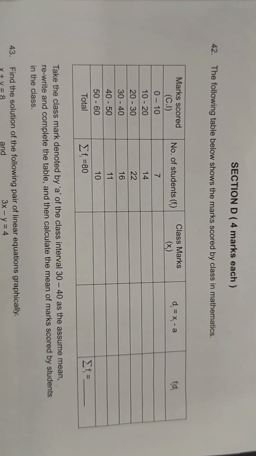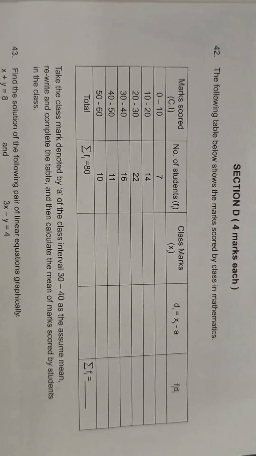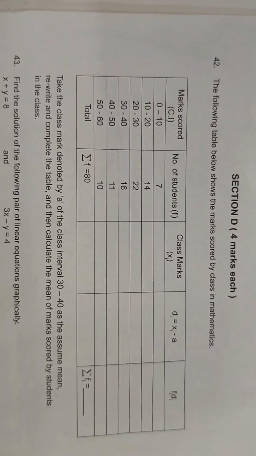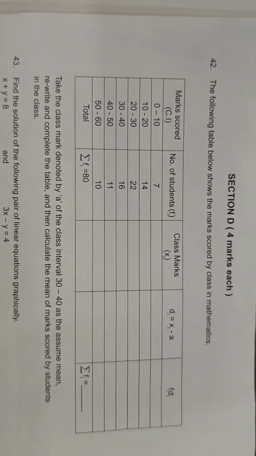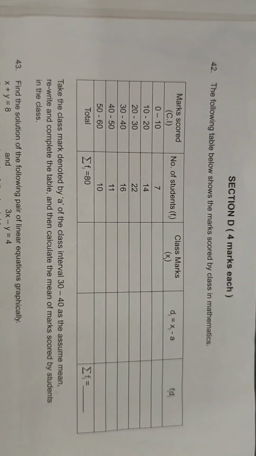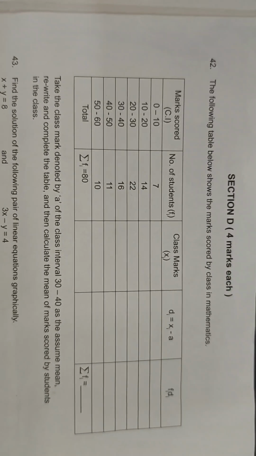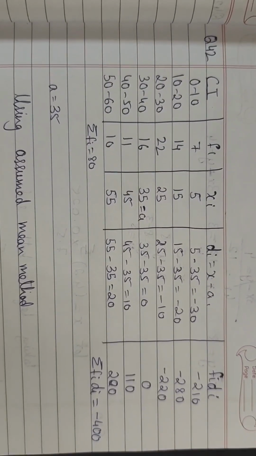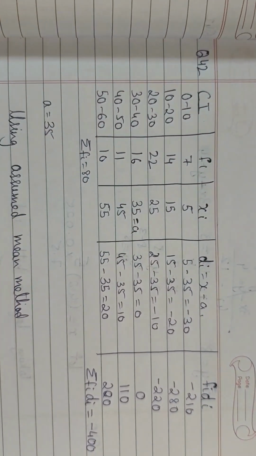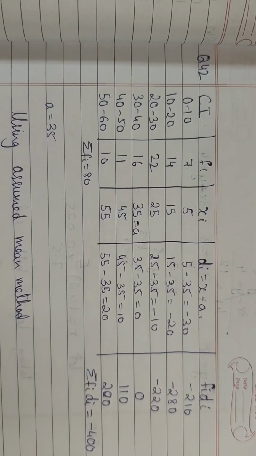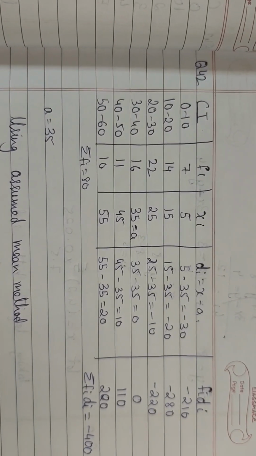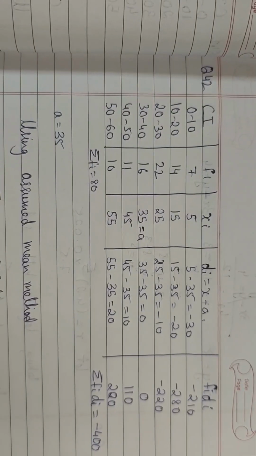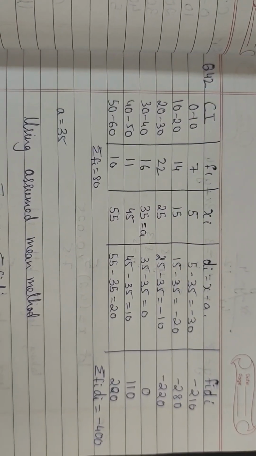Section D. See this question. Take the class mark denoted A in the interval 30-40, assumed mean. So xi will be 5. How did I get 5? 0 plus 10 divided by 2, 5. Then 10 plus 20, 15.